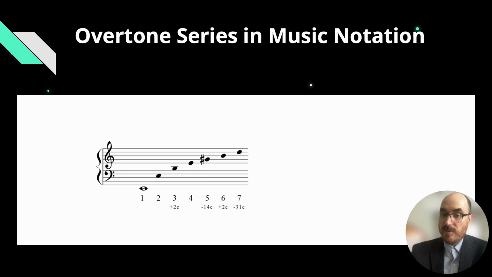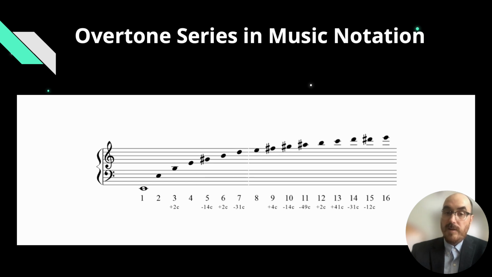A major third, right? And then a minor third, another minor third, right? And then a major second, right? And as they go up, they keep getting closer and closer together. You'll see some of these also are different than the sort of equal temperament we're used to. This third is slightly sharp. This fifth overtone is slightly flat.